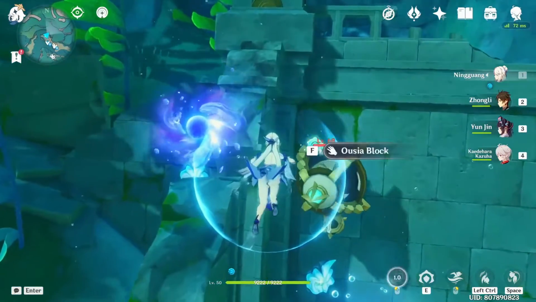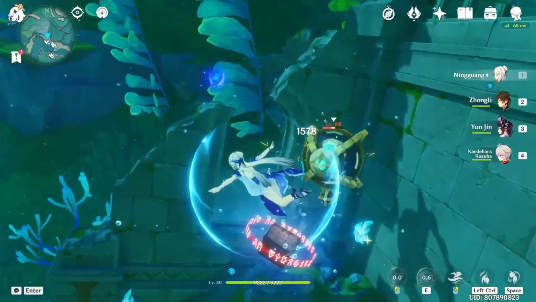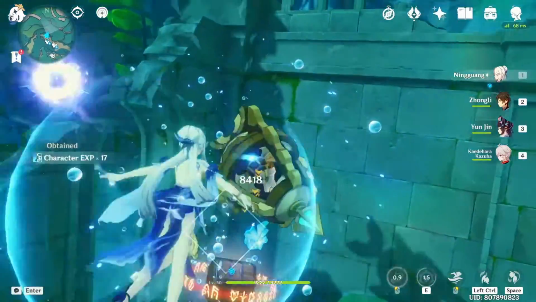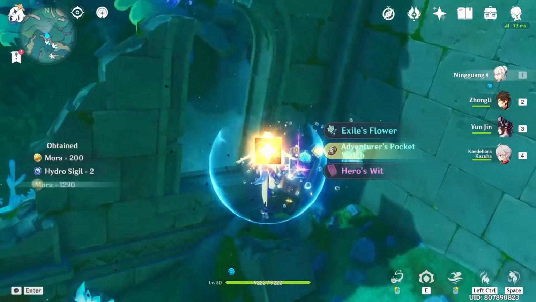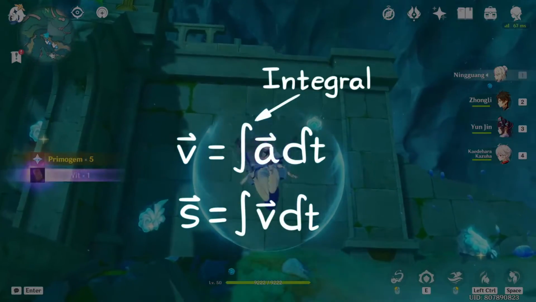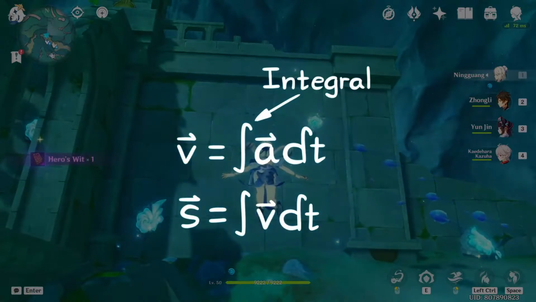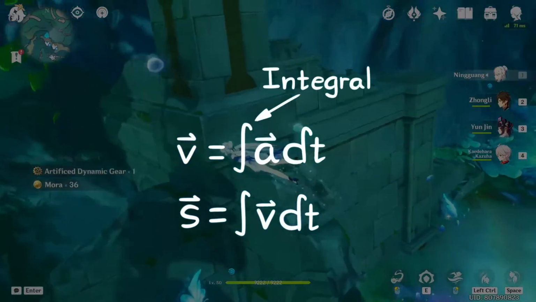All that said, we end up with a second-order differential equation. If we use integrals, which are basically a form of fancy addition, we can derive equations for velocity and displacement. In general, velocity is equal to the integral of acceleration with respect to time, and displacement is equal to the integral of velocity with respect to time.